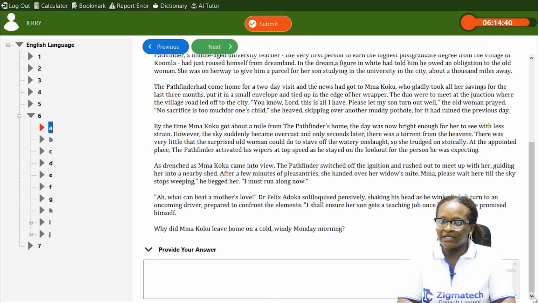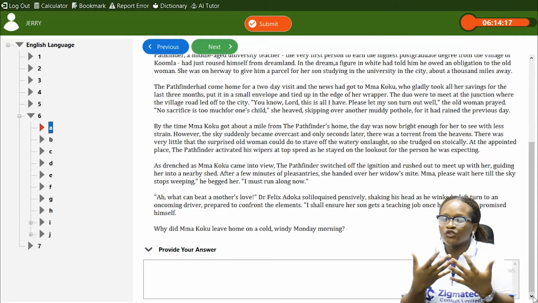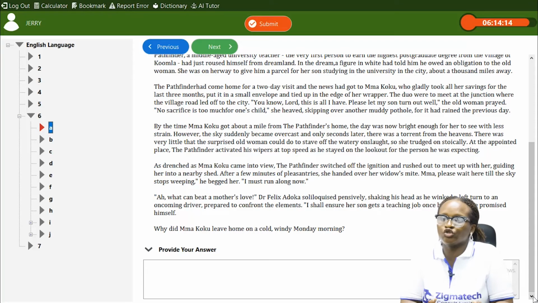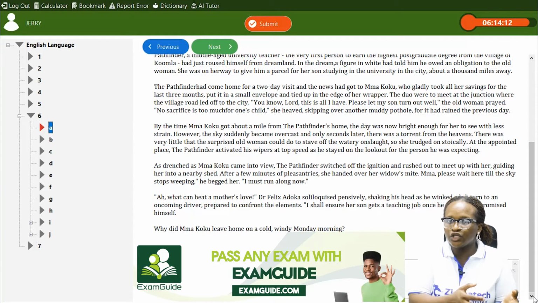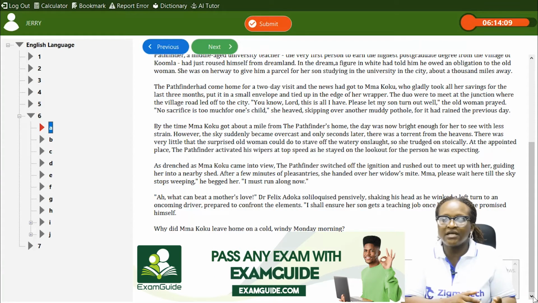At the appointed place, the Pathfinder activated his wipers at top speed as he stayed on the lookout for the person he was expecting. As drenched as Mma Koko came into view, the Pathfinder switched off the ignition and rushed out. That's to show respect and empathy. You know, we have to care for people. So the Pathfinder switched off the ignition and rushed out to meet up with her, guiding her into a nearby shade. You see, empathy.